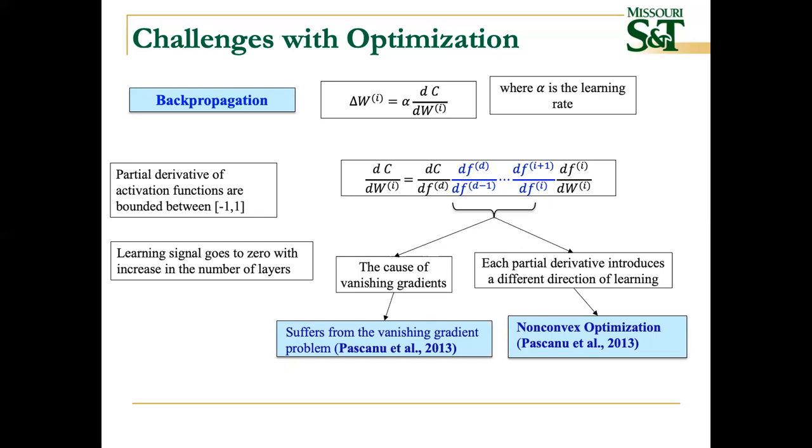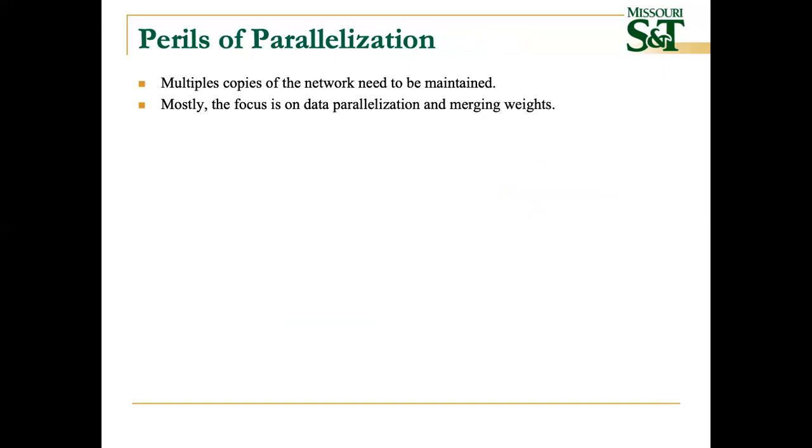When the value of the activation function derivative is less than 1, that is between 0 and 1 or negative 1 to 1, you get a phenomenon in which many small values between 0 and 1 get multiplied. As the number of layers keeps increasing, this multiplicative value starts pushing toward 0. Similarly, each partial derivative introduces a different direction of learning, which leads to a non-convex optimization, which is really hard to solve. In spite of the challenges with backpropagation, there are also many challenges with respect to parallelization.